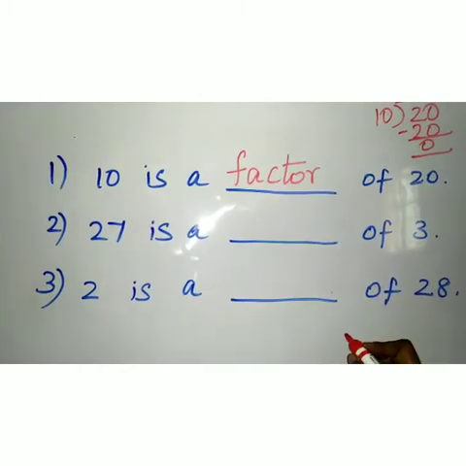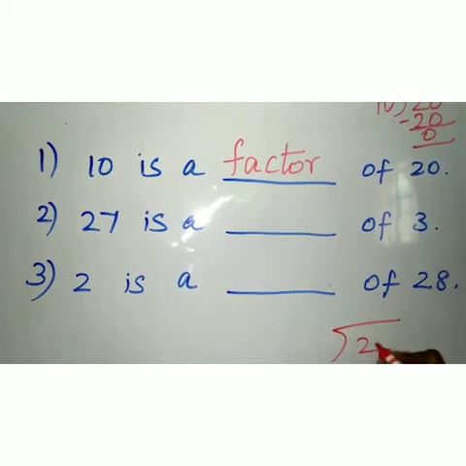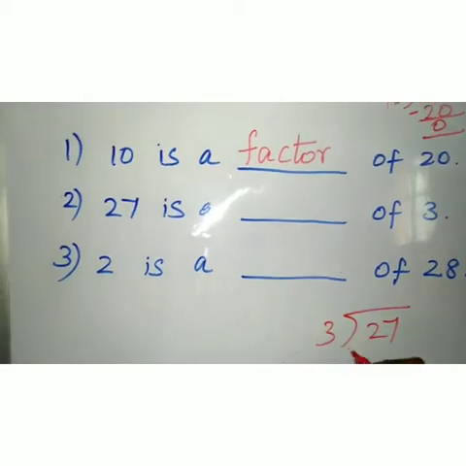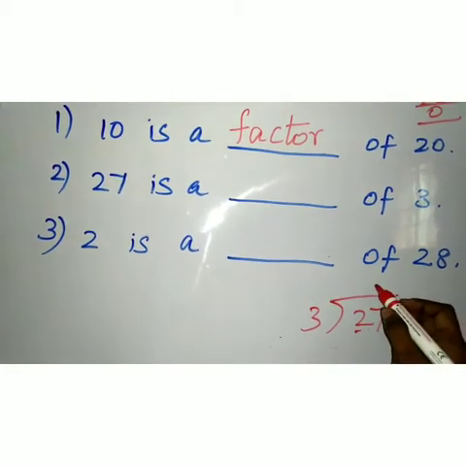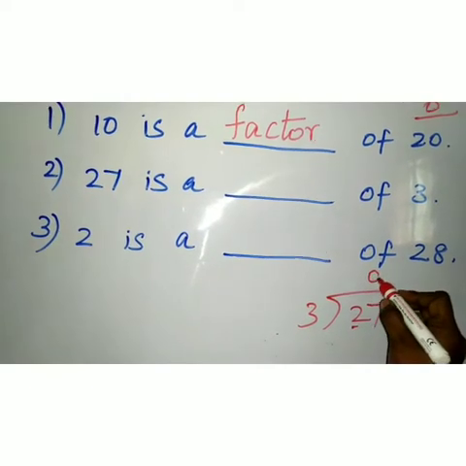So listen. If we divide the bigger number by the smaller number, then we get the remainder as 0. Then it is a factor. The divisor is a factor. Look at the next question.